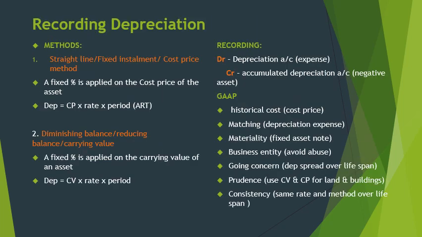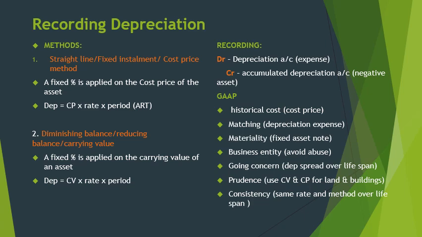How do we record depreciation? We have to first check on the methods of calculating. We are required to know only 2 methods out of the many methods that are there. You will see as you proceed next year with accounting. We have the straight line method, also known as the fixed instalment method or the cost price method. With this method, a fixed percentage is applied on the cost price of an asset.